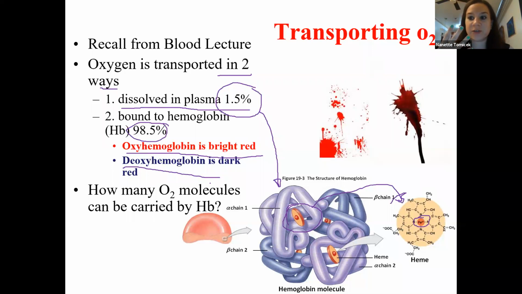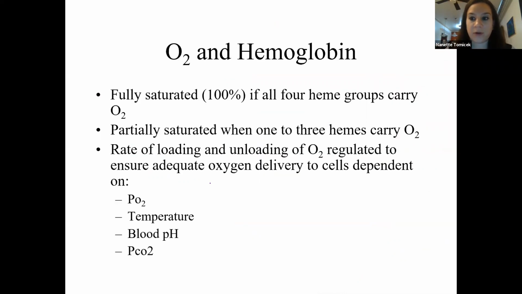So a fully saturated hemoglobin molecule is carrying 4 molecules of oxygen. That's what we're going to start thinking about here. We would say a hemoglobin molecule is fully saturated with oxygen, 100%, if all 4 heme groups are carrying O2. That's it. It is considered partially saturated any time that you are carrying between 1 and 3 O2 molecules.